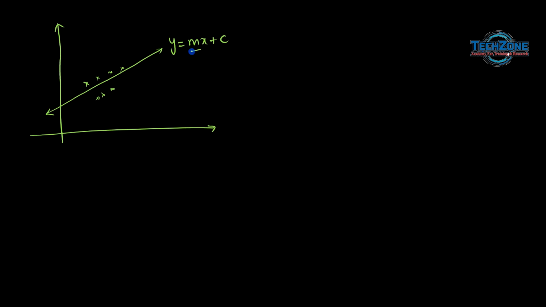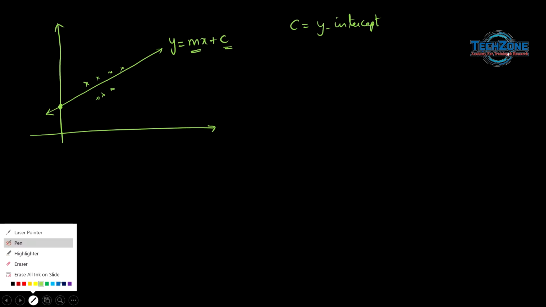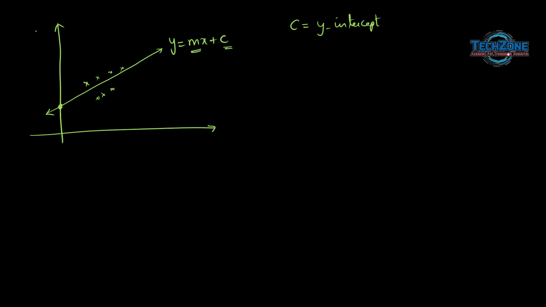Now what is m here and what is c? c is equal to the y-intercept. What is the y-intercept? See, it is where the straight line touches the y-axis. I'll just change the color. See, this straight line is touching the y-axis here at this point, right? So this distance is called the y-intercept, and in our case we are denoting that y-intercept as c.